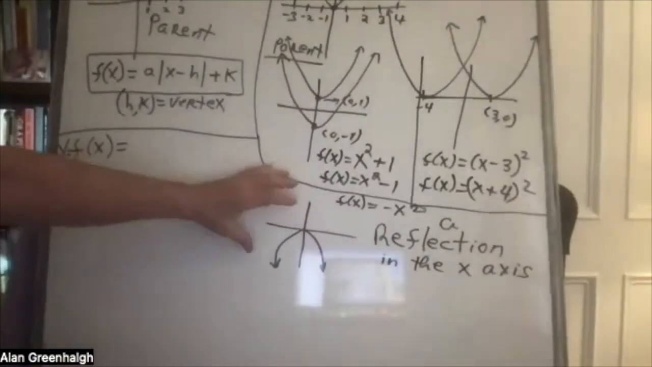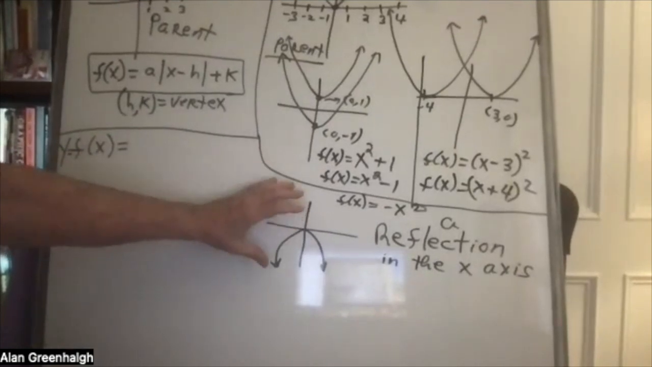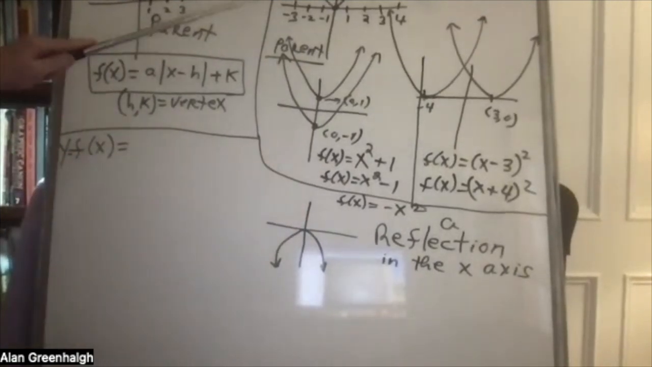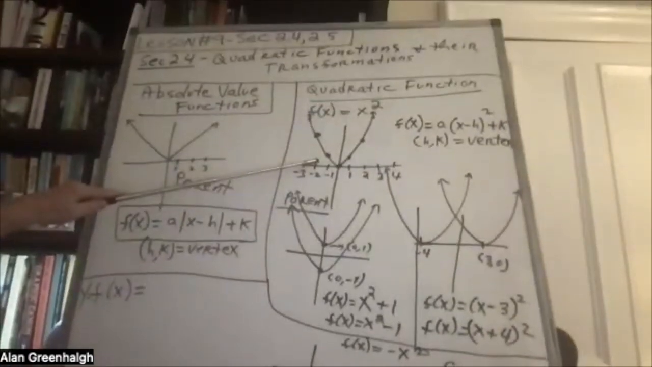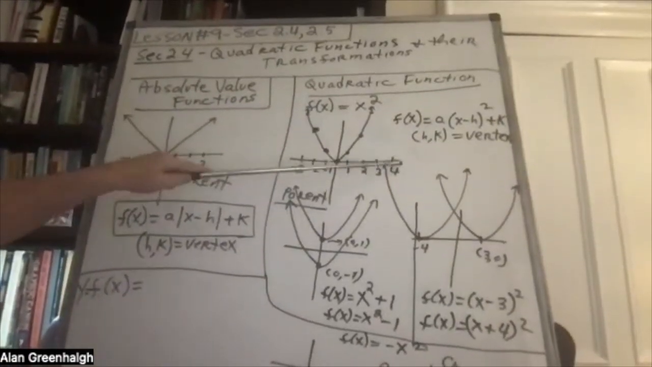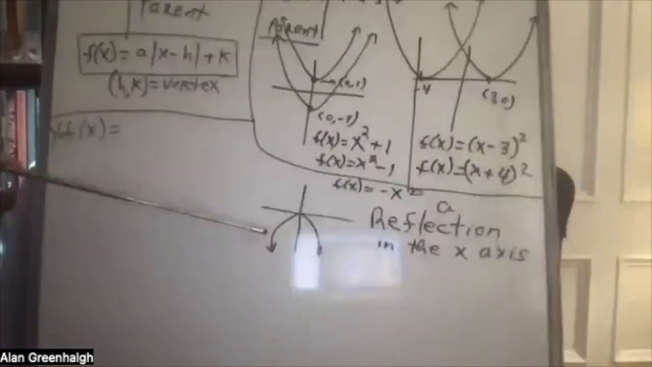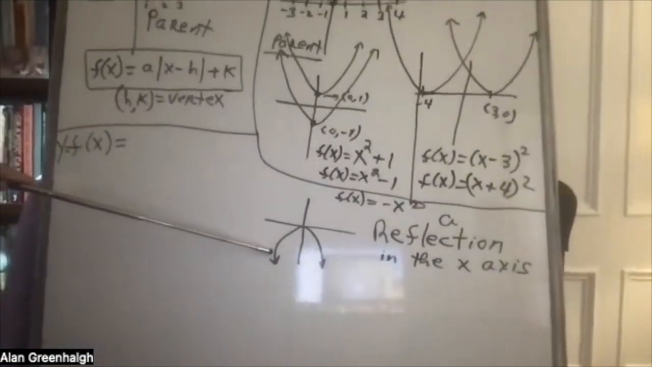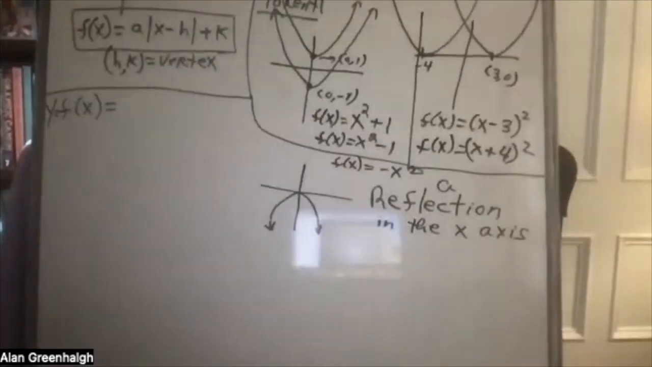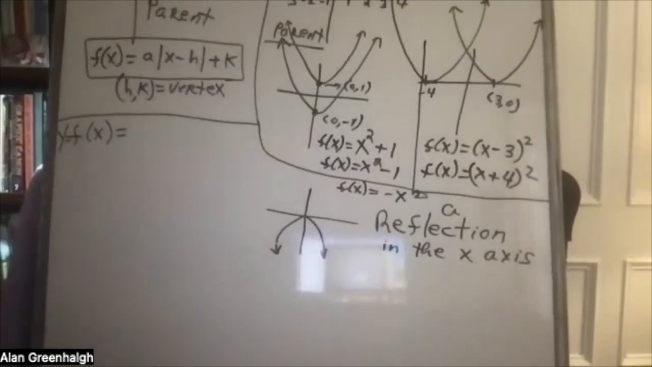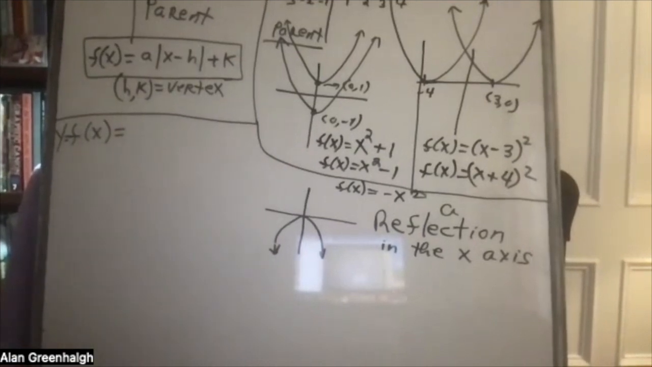This is called a reflection. If you take a graph, in this case the parent function, and you reflect it in the x-axis, this is what it looks like. This is called a reflection. If this was an intermediate algebra class, I'd say, oh yeah, that's flipping it. But this is a pre-calculus class, so we're going to call it what it is. It's a reflection in the x-axis.